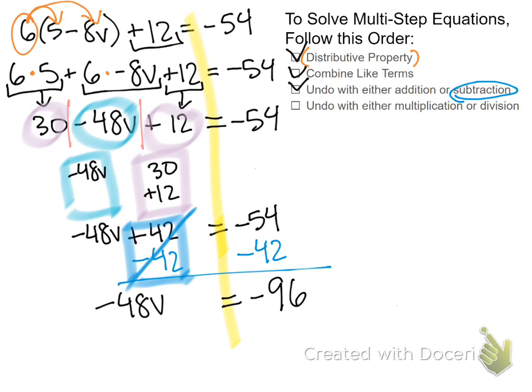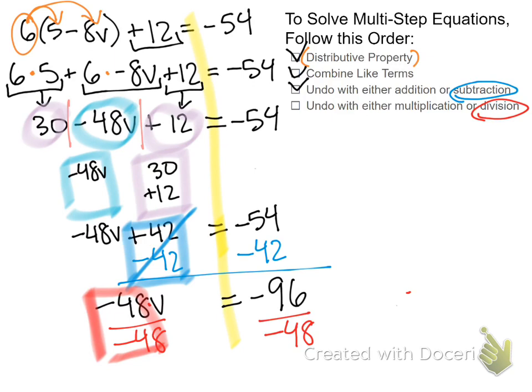I can move on to my last step of undoing with either multiplication or division. So I have to decide which one of those fits the problem. And I see that there is multiplication happening in between negative 48 and v. That tells me I'm going to undo this with division. So I'm going to divide by negative 48 on both sides. And these cancel out to 1. I get v by itself. And on the other side, I get positive 2. So v looks like it is 2.